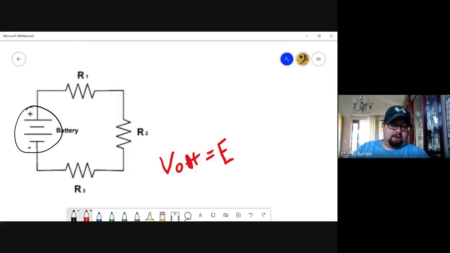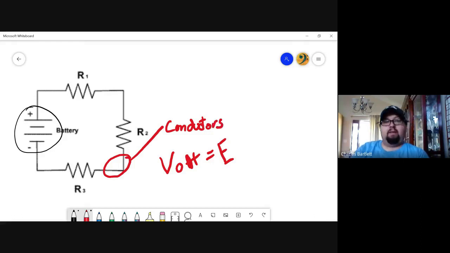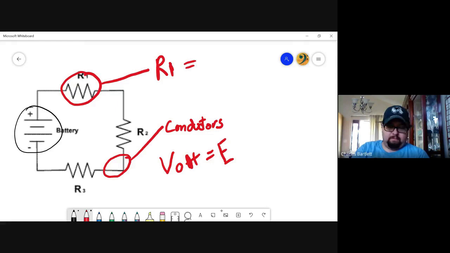What is another very important element in this circuit? Well, you've got the wire, and we call that conductors. And then we have our resistance, right? And in this case, that's R1. I always dot my 1 like that. It's an old habit. And that is measured in ohms, so the little upside down horseshoe.